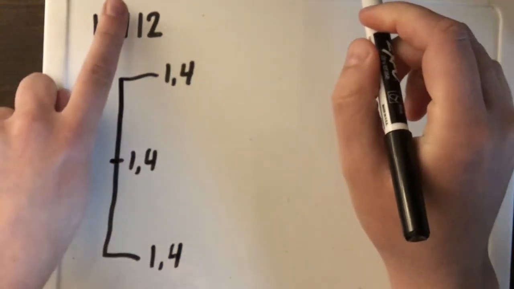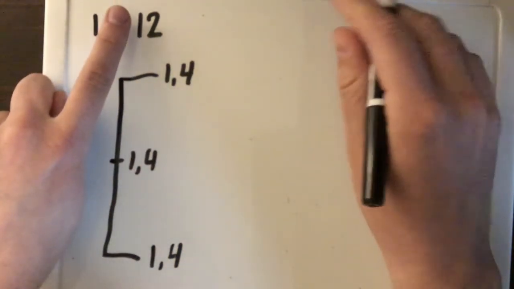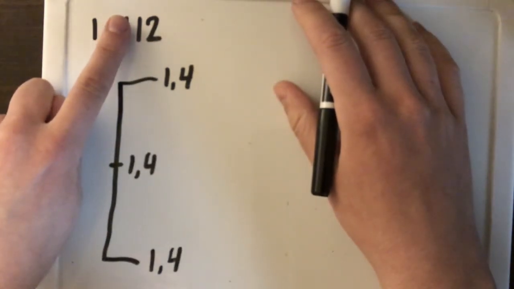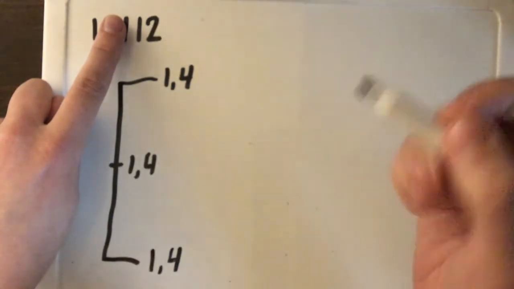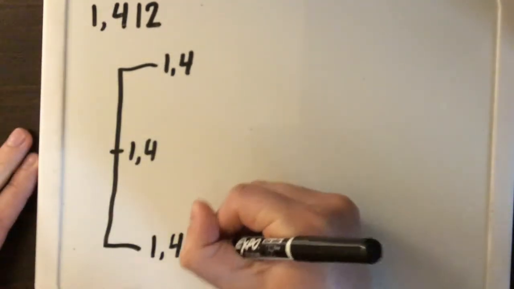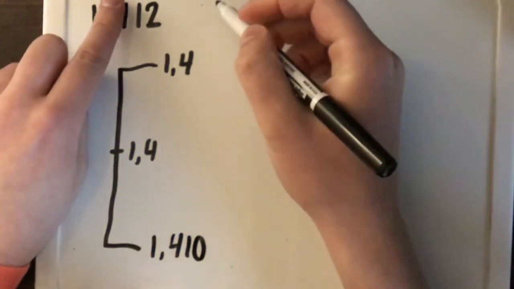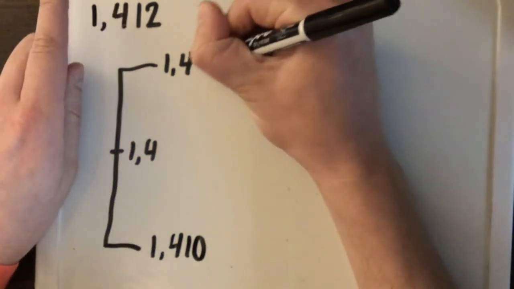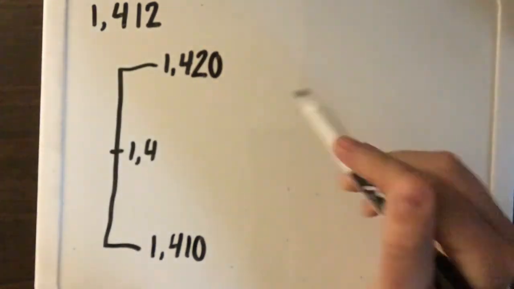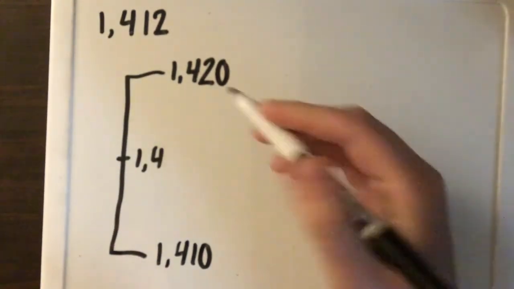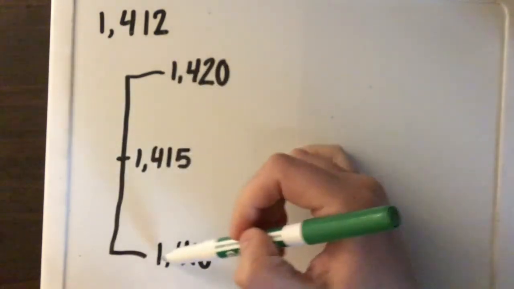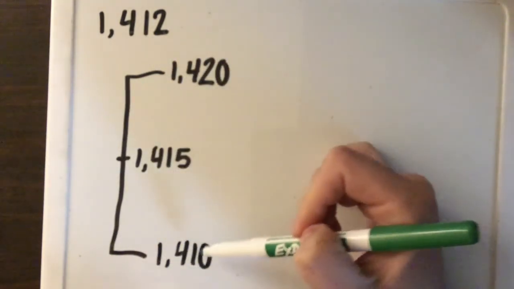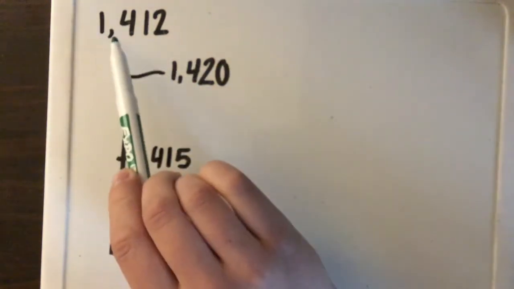So now I'm just thinking about the 12. What is the 10 that comes before 12 and the 10 that comes after 12? Well, the closest 10 that comes before 12 would be 10 itself. So I'm just going to add that 10 down here. And then the 10 that comes after 12 would be 20. And then the midway point would be 15. See how my 1 and 4 stayed the same in all of it, because all I'm thinking about is just that tens place. Now I have to think about, where does this fit?